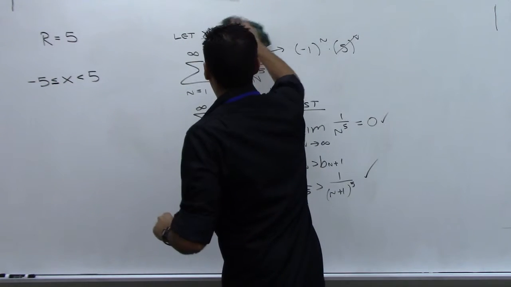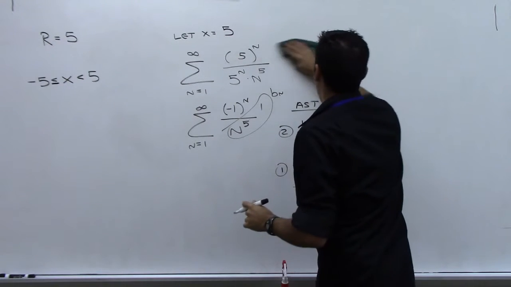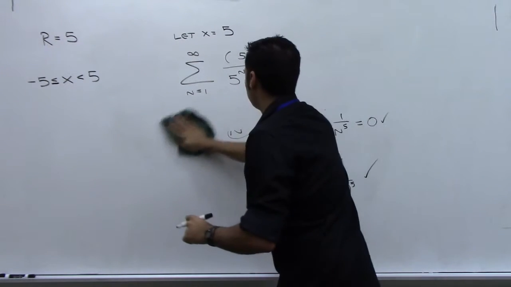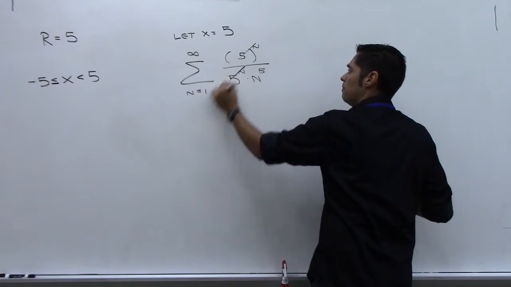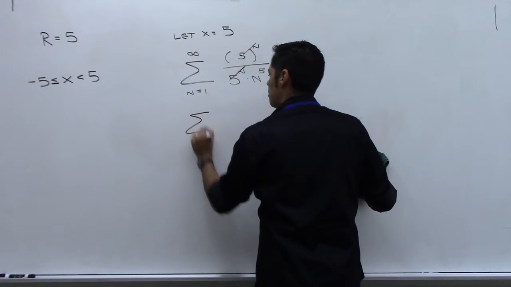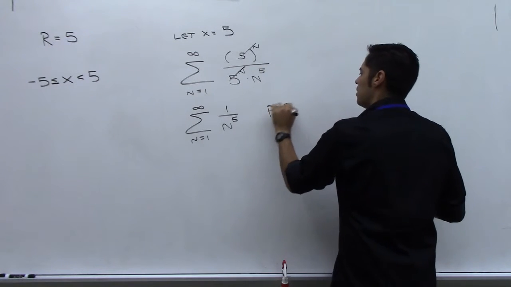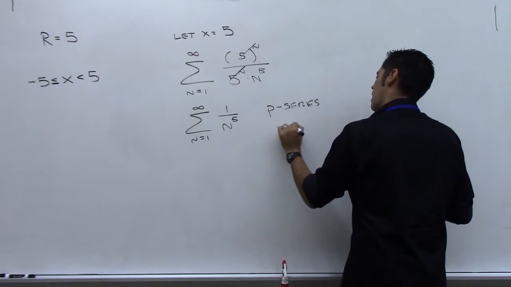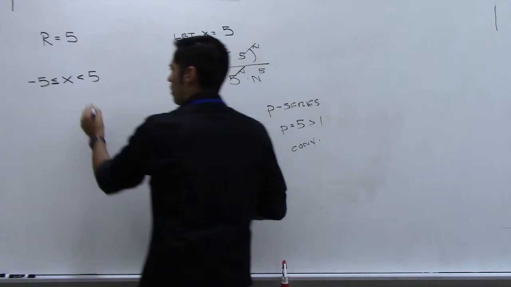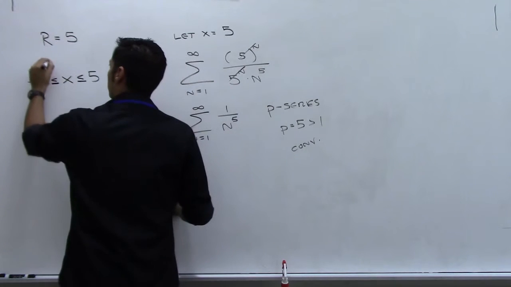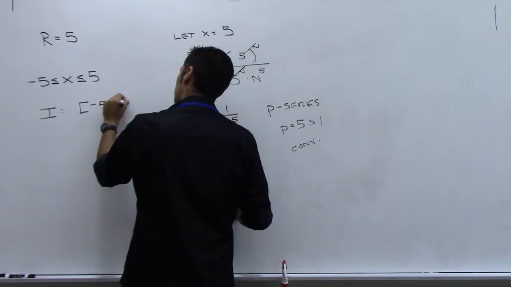And now I'm going to check 5. So when I check 5, that changes. This is now a positive 5 right there. I no longer have to split off that negative 1. These just cancel. And we get sum n equals 1 to infinity, 1 over n to the 5th power. This is a p series. P is 5, which is greater than 1, therefore it converges. And that means I do want to include that endpoint also. So my interval of convergence is the closed interval negative 5 to 5.